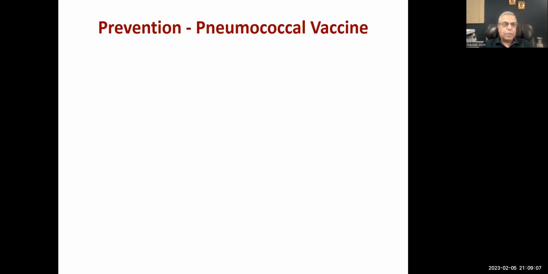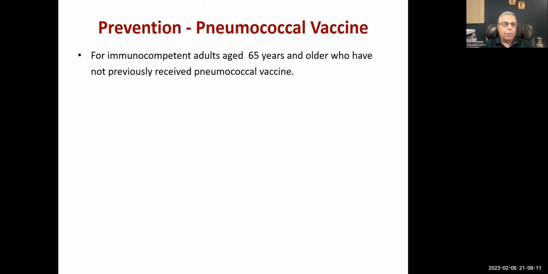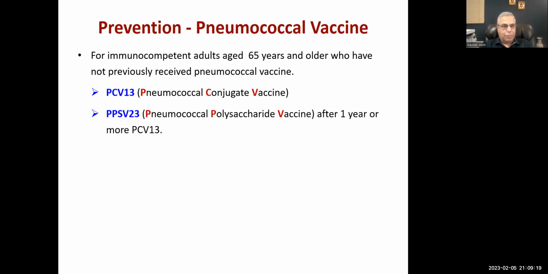Now, the last 2 or 3 slides, prevention. You have to give vaccines for immunocompetent adults aged 65 years or older who have not previously received pneumococcal vaccine. These are the vaccines, pneumococcal conjugate vaccine, pneumococcal polysaccharide vaccine, right? This is 13 valent, which means it has got antibodies against 13 different types of strains, 23 different types of strains, okay?